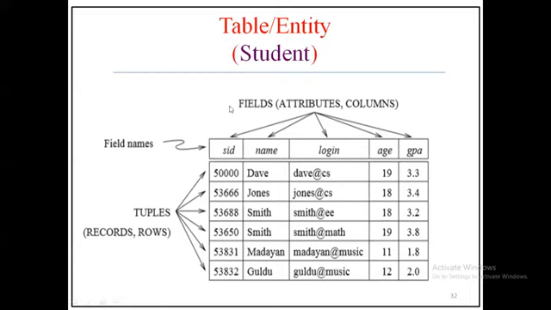At the same time, how many attributes? 5 attributes: SID, name, login, age, GPA. How many fields? SID, name, login, age, GPA. How many columns? 1, 2, 3, 4, 5. So 5 columns, also called attributes, also called fields. At the same time, tuples, records, rows. This is the terminology which we are going to use in ER diagrams.